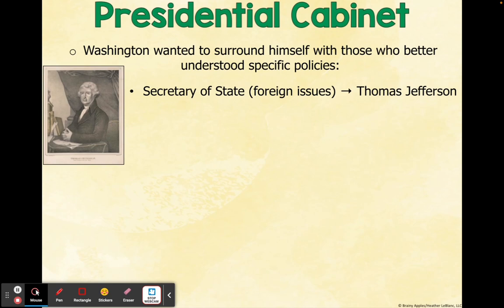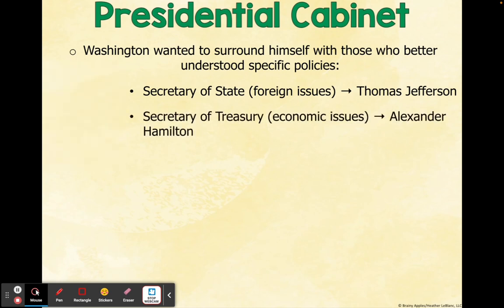He asked Thomas Jefferson, who wrote the Declaration of Independence, to be his Secretary of State. That person would deal with foreign issues. This is probably the most important person in a presidential cabinet to this day. The president cannot be everywhere at all moments. They're typically the ones that are traveling around the world, meeting with leaders from other countries.